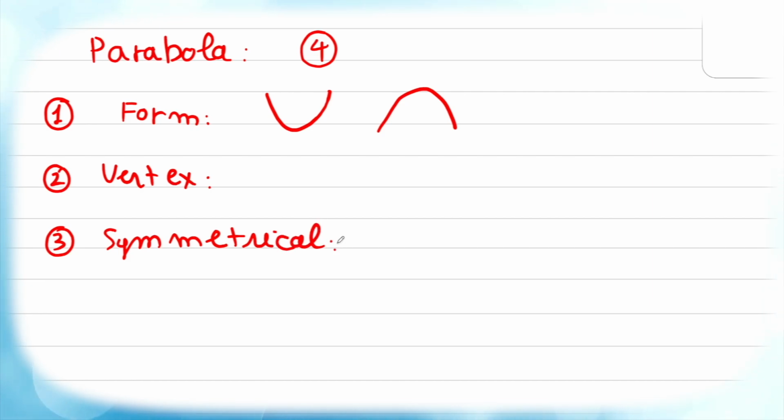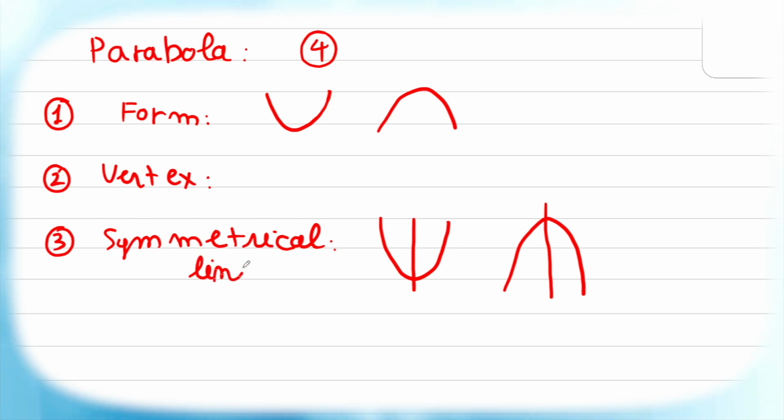So what does symmetrical line mean? The symmetrical line is the line that divides the parabola into 2 parts, the left hand side and the right hand side, which reflect each other through the symmetrical line. And the last one, the 4th main thing here, is the intercepts.